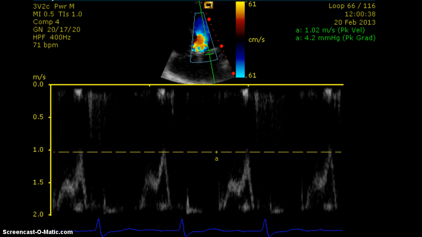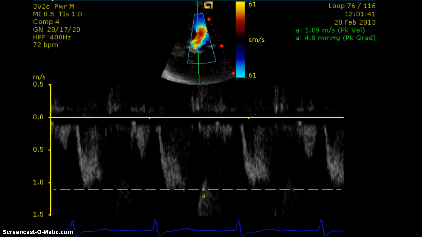And some more images, same patient, same user, would be a pulse wave of the LVOT, and it's very unclear what's being measured because of this caliper at the bottom of the screen. So how would we fix this image?